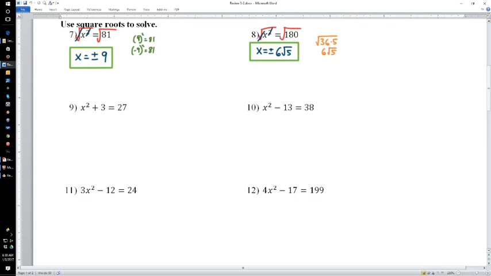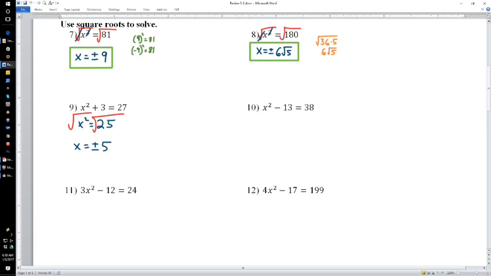So number 9, real fast, I'm going to start off by subtracting the 3. So x squared equals 25. All right. Take the square root of both sides. The squares cancel out, so x equals 5. What did I forget? Don't forget your plus or minus. All right? It's always two answers. All right, pause the video and go ahead and try number 10.